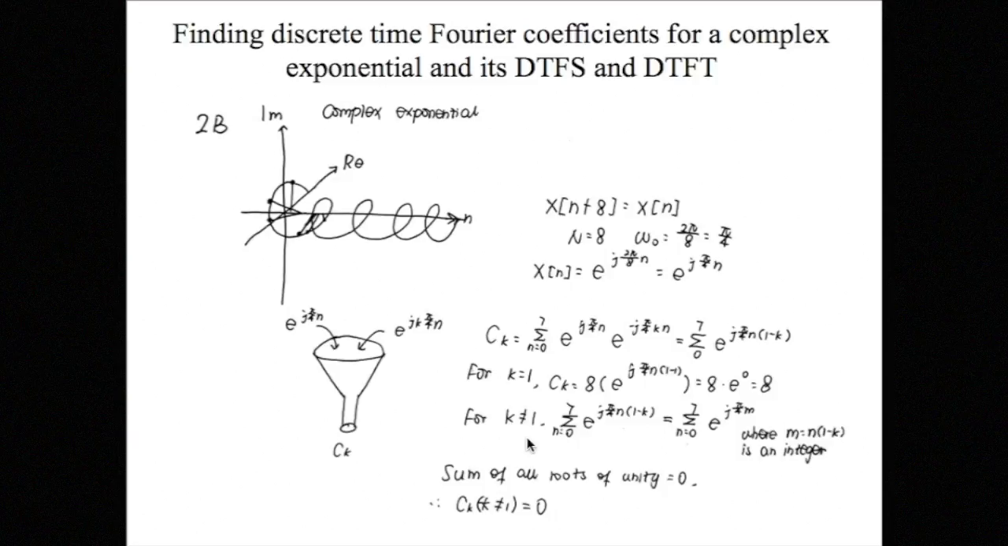So for k not equal to 1, the summation of e to the power of j pi over 4 n times (1 minus k) equals the summation of e to the power of j pi m, where we denote m equals n times (1 minus k). It's an integer, and the summation of all roots of unity equals 0. Hence, ck, when k is not equal to 1, equals 0. Now we have ck equals 0 for all values of k except ck equals 8.